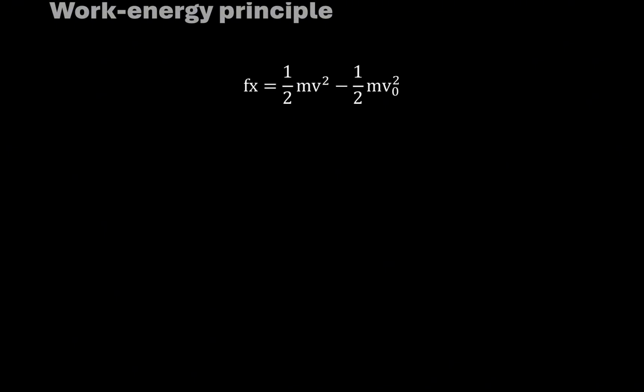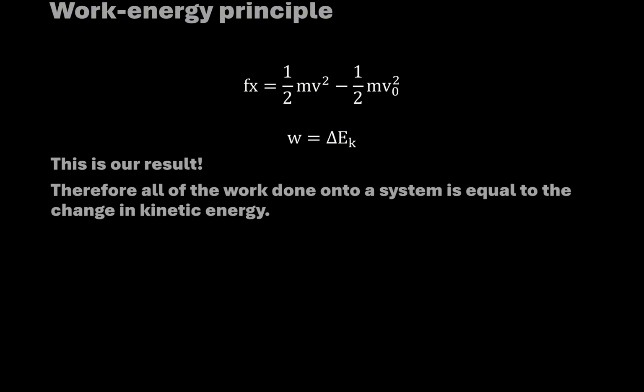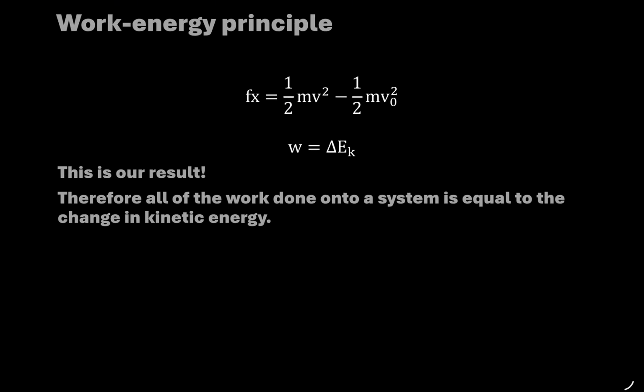Fx is what we define to be work. Half mv squared is our final kinetic energy, and half mv naught squared is our initial kinetic energy. So that overall is going to be the change in kinetic energy, and that's where we get W equals delta EK from. That's it. Therefore, all the work done onto a system is equal to the change in kinetic energy.